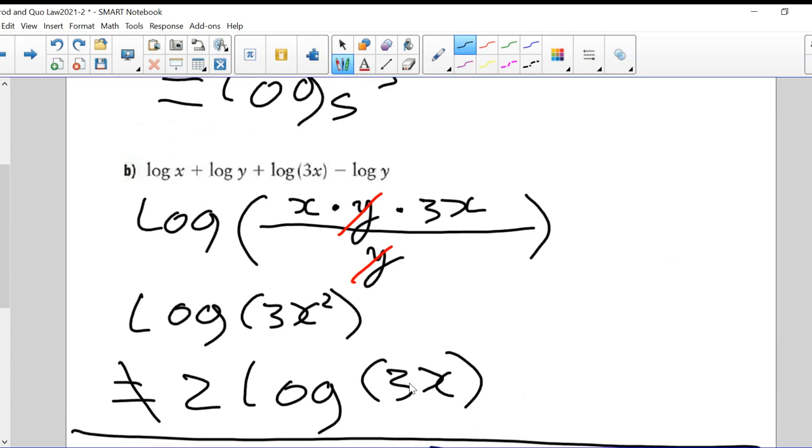Now, we need to go back because one of the things that we always have to do when there are variables is to state restrictions.